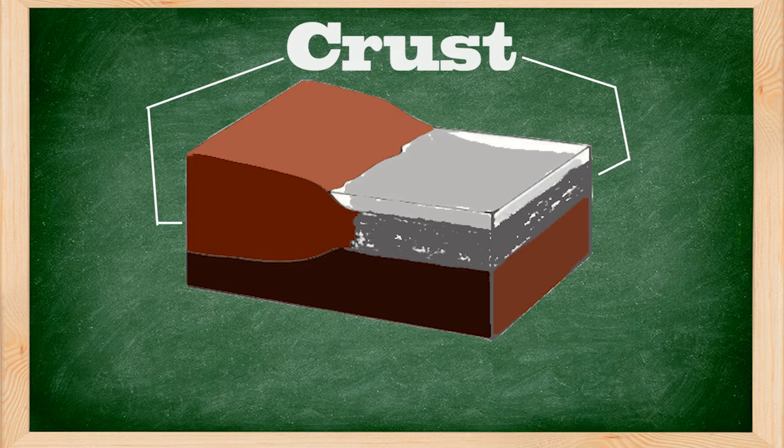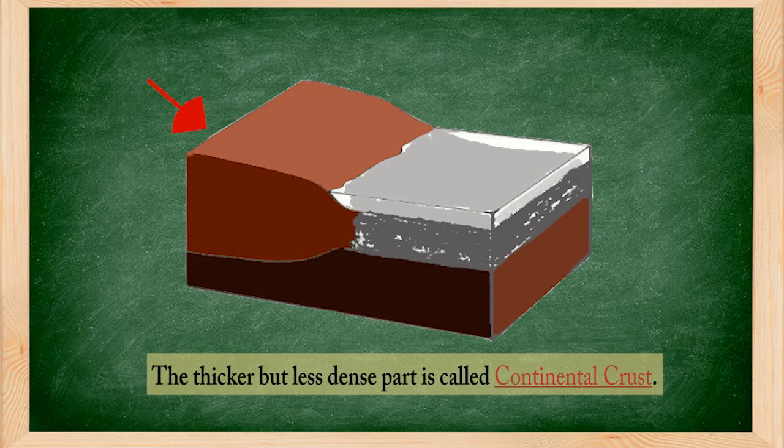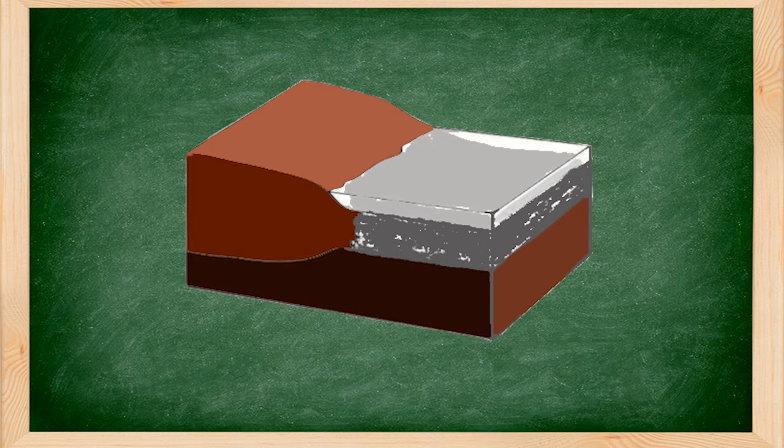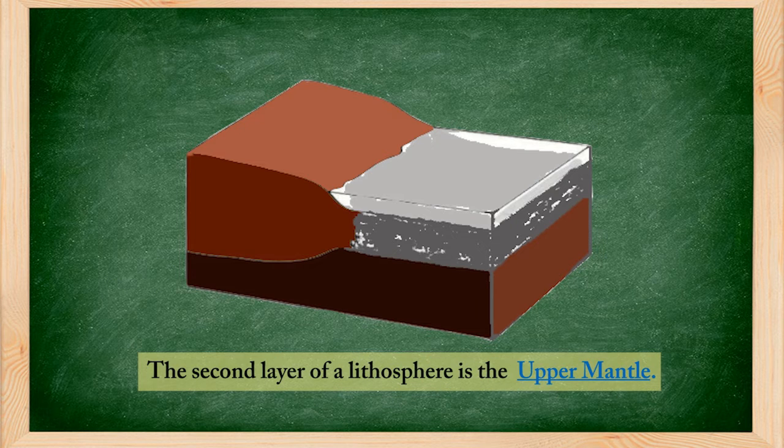The crust layer has two kinds. The thicker but less dense part is called continental crust. In here, relatively young mountains are present, while the thinner but denser part along ocean floors is called oceanic crust. The second layer of a lithosphere is the upper mantle.